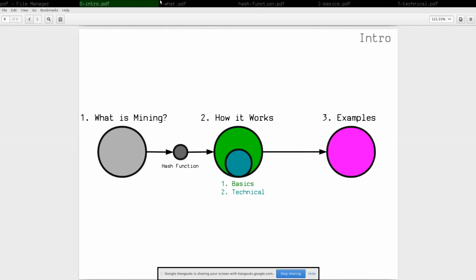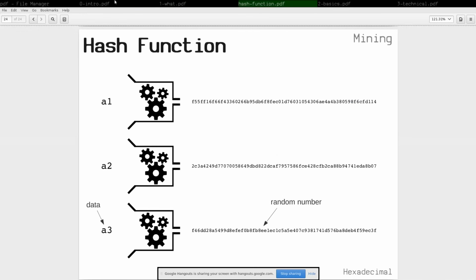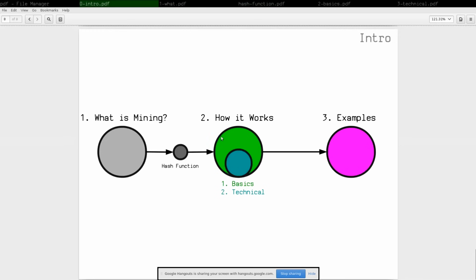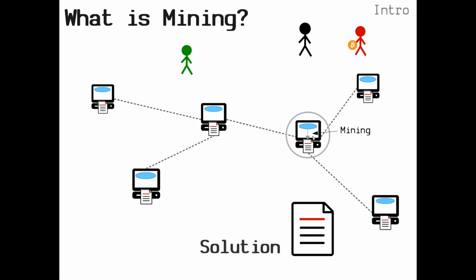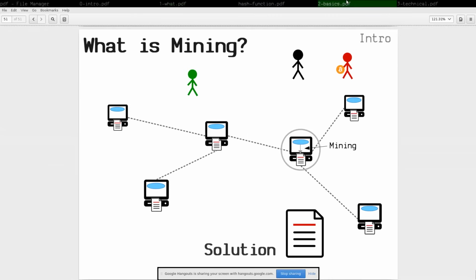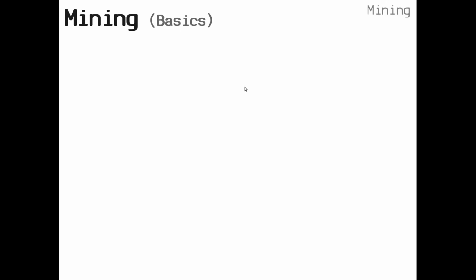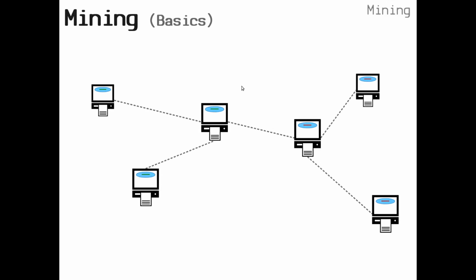Okay, now I'll move on to the basics of how mining works. I'll run through a quick example of how the process of getting the transactions from the memory pool onto the blockchain works. So, basics of mining. Here we have the network again, all the transactions in the memory pool.